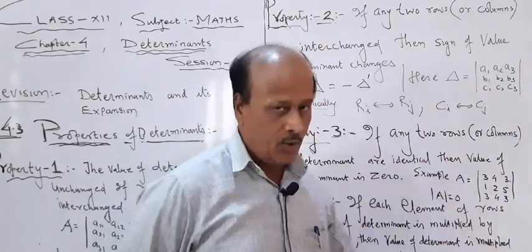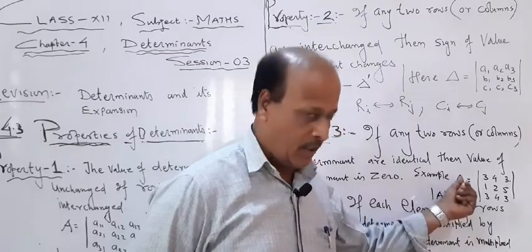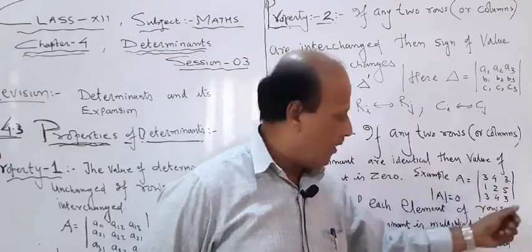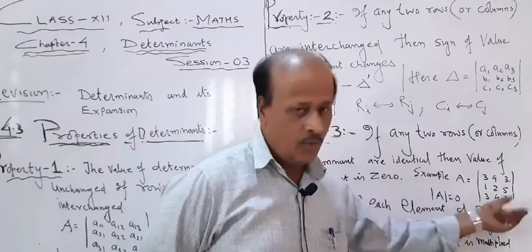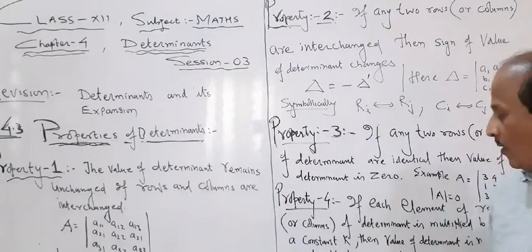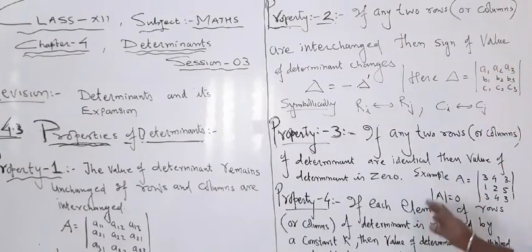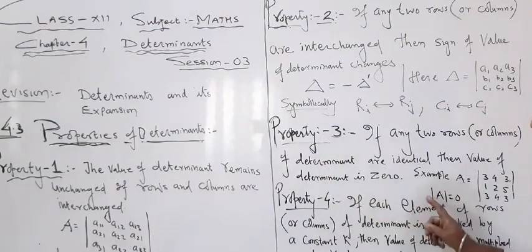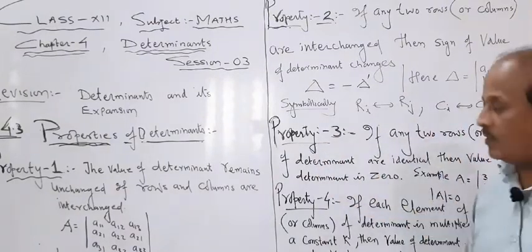One example I took. Suppose any determinant is given, A is equal to 3 4 3, 1 2 5, 3 4 3. You know how to expand this determinant. You can find the value of the determinant, but no need of doing so. According to this property number 3, the value of the determinant will become 0.